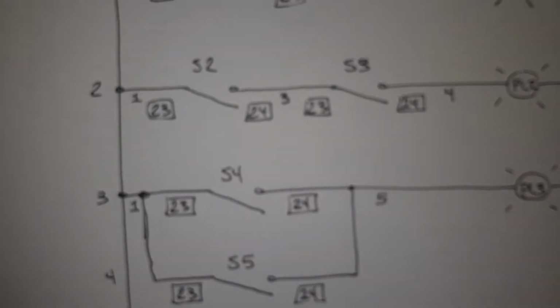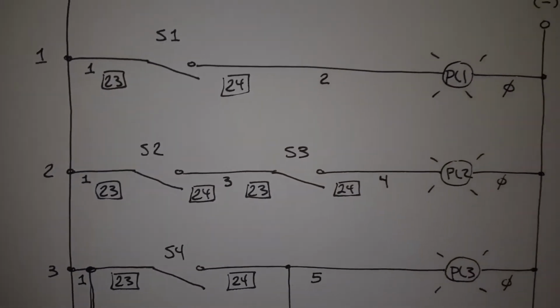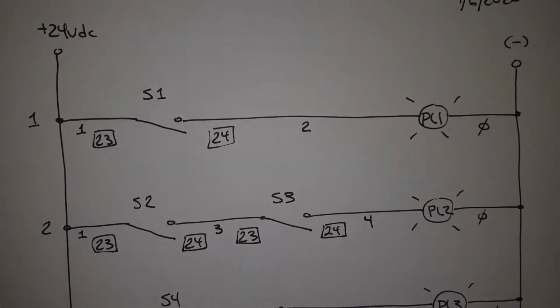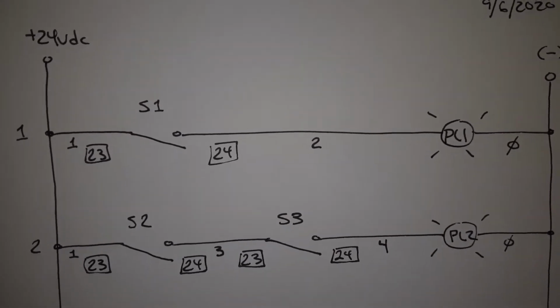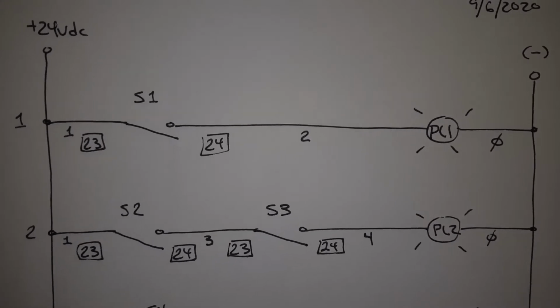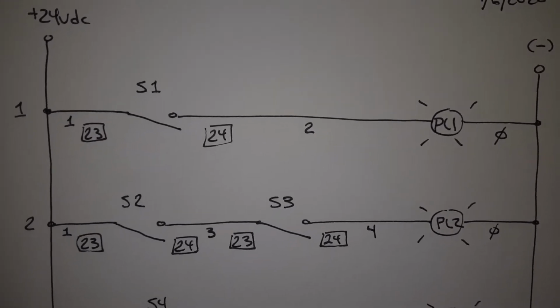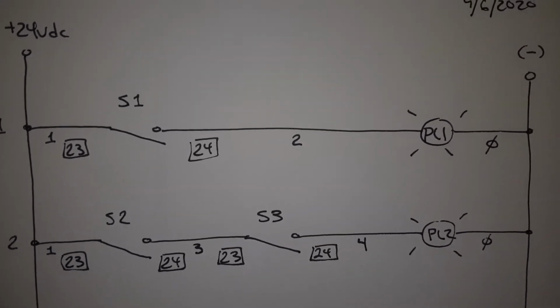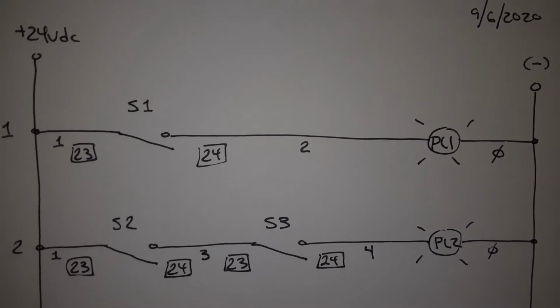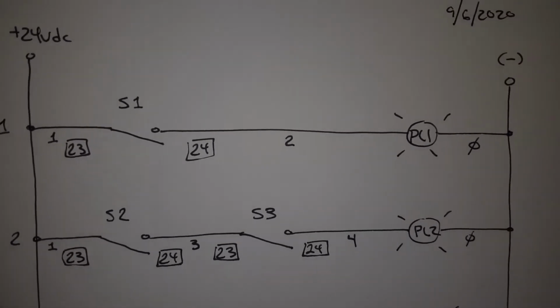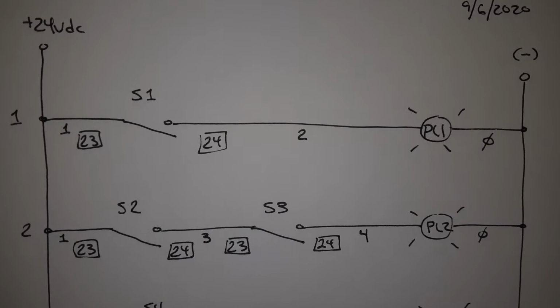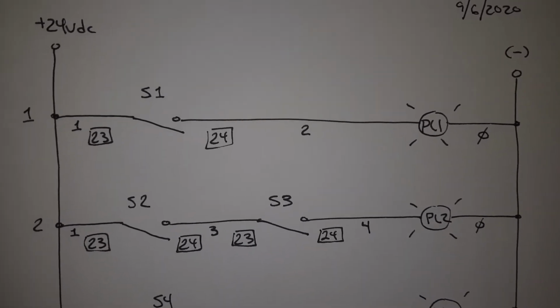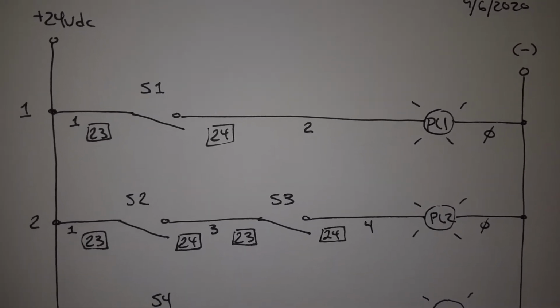So let's look at some of the symbols that we'll be using. Let me focus a little bit. Okay, so this is a ladder, a control diagram, a relay control diagram. And notice on the left side I have 24 volts. On the right side I've got negative. Okay, this is DC, 24 volts DC.